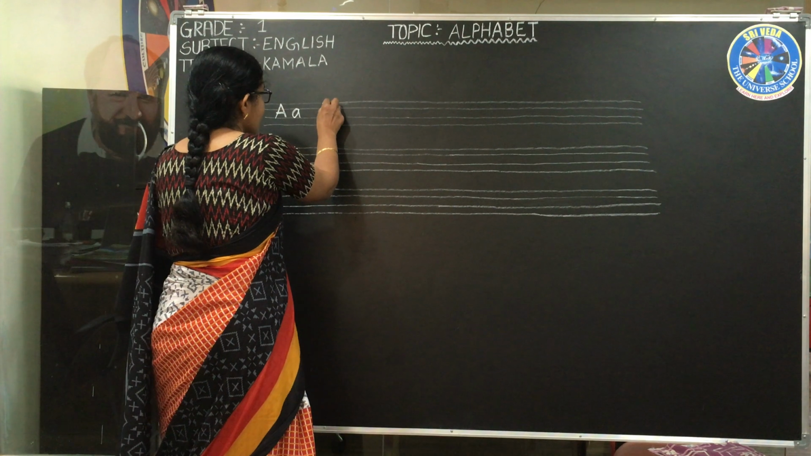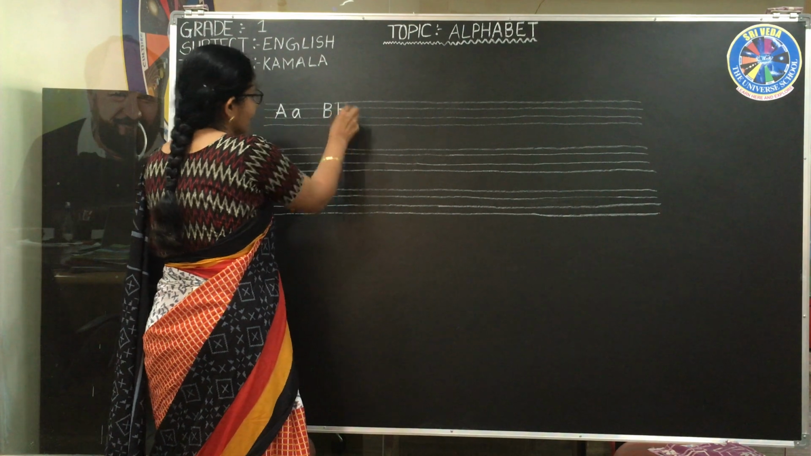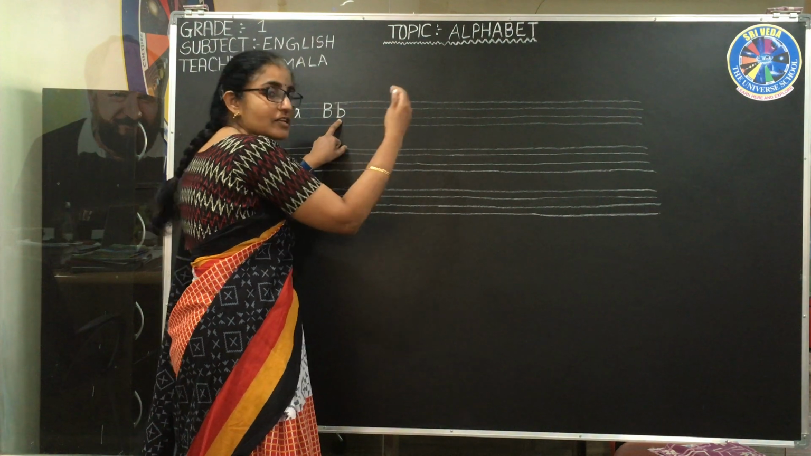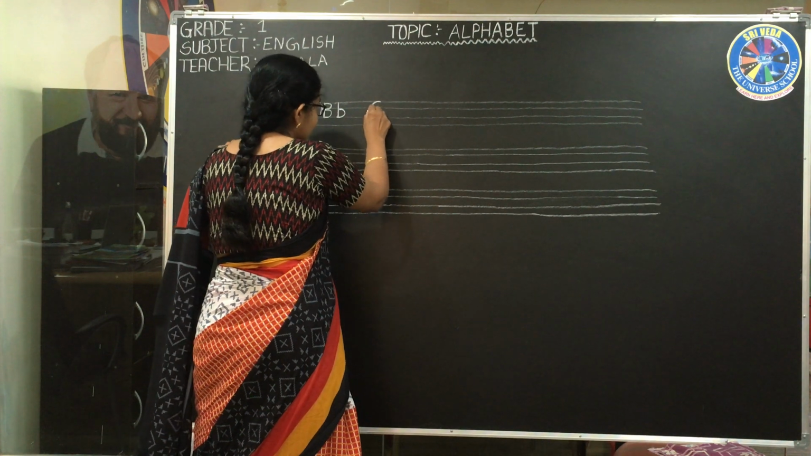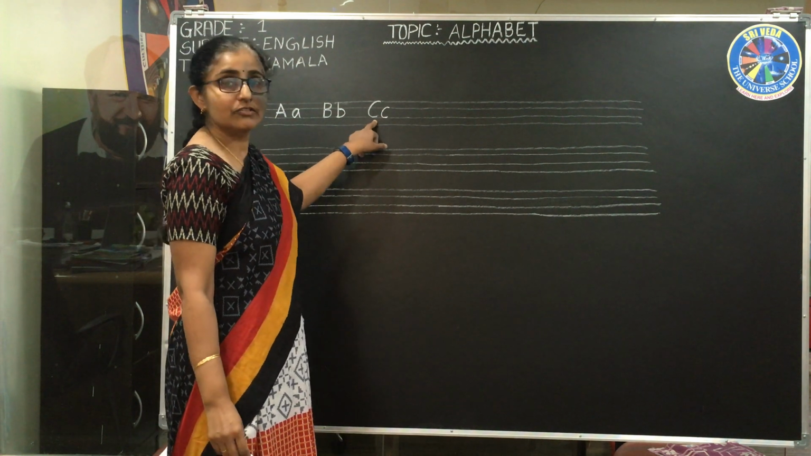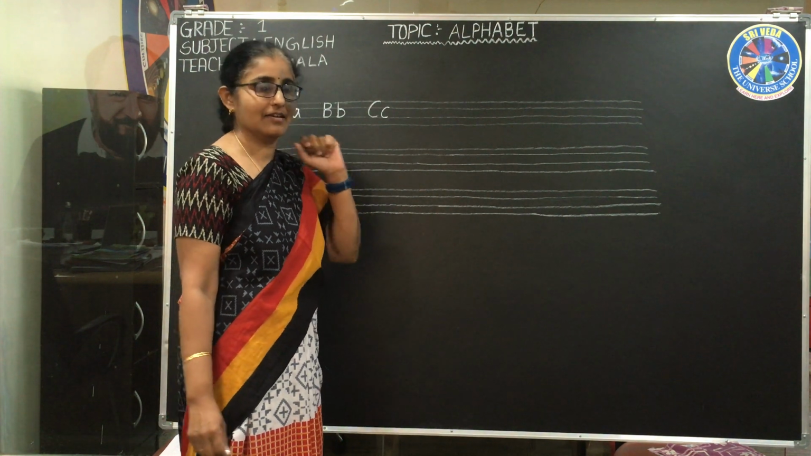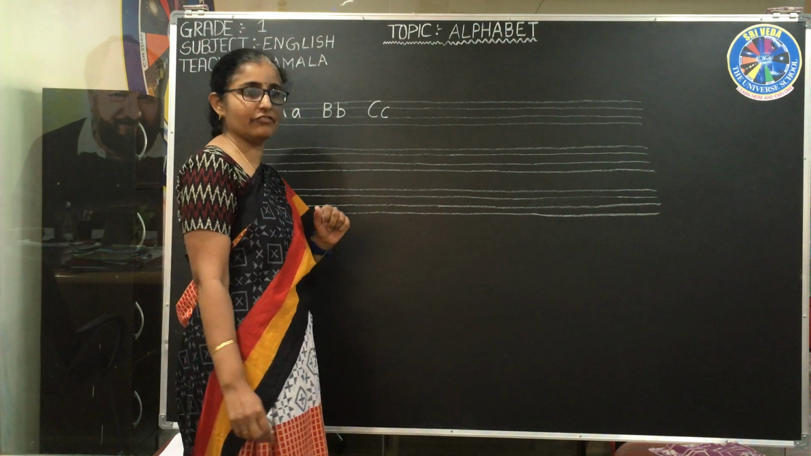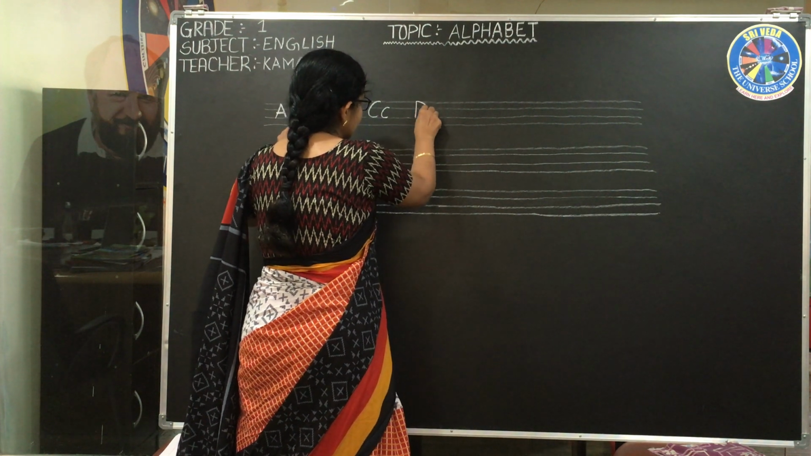Then again we'll write B, capital B and small b. Very good. When you are writing small b, remember that you are writing this inverted C towards your right hand side. And again give a finger space. Then we are writing C and small c. The only difference between the capital C and the small c is the size. Capital C is big in size and small c is small in size. That's the only difference. And after that again give a finger space and then we are writing D.